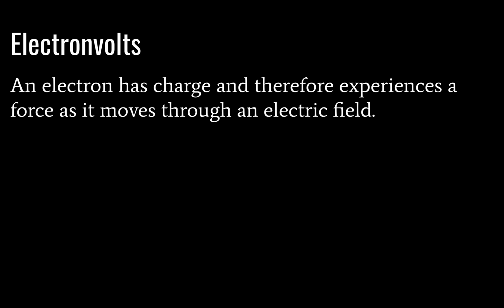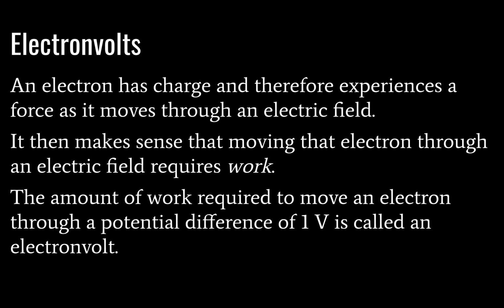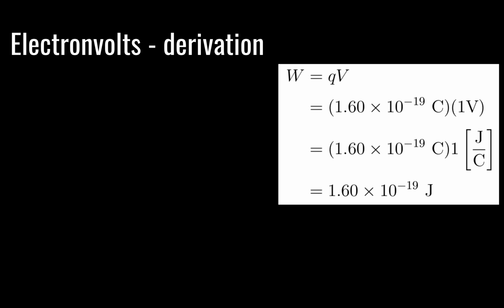Okay, finally, and we're kind of wrapping up our lecture here, we're going to deal with electron volts. So an electron has a charge, so if we move it through an electric field, it's going to experience a force. As we know, work is equal to force times distance. So if we move this electron through an electric field, that's going to require work, okay, by definition. So the amount of work required to move an electron through a potential difference of 1 volt is called an electron volt. And here is the math.